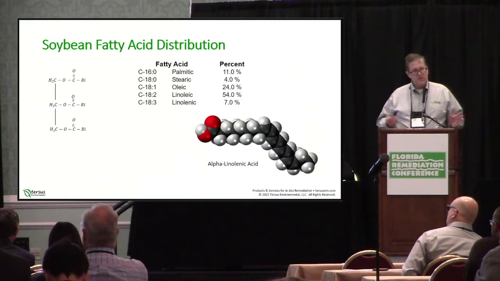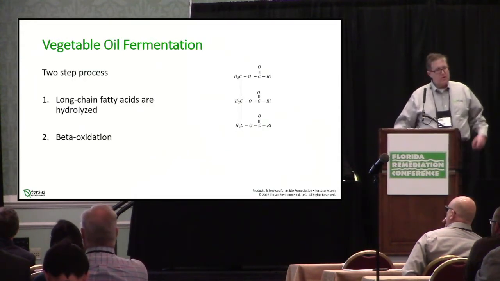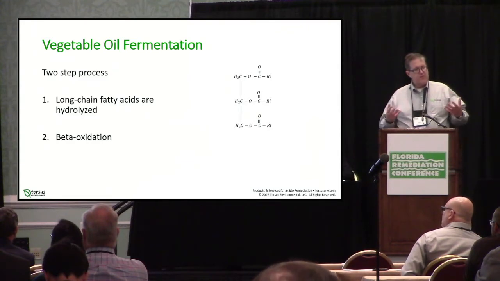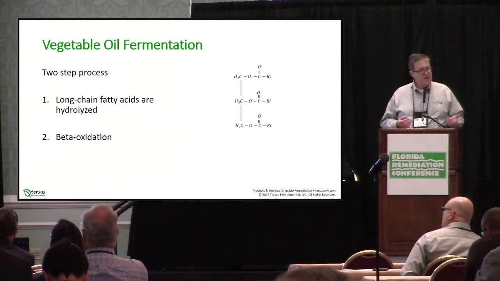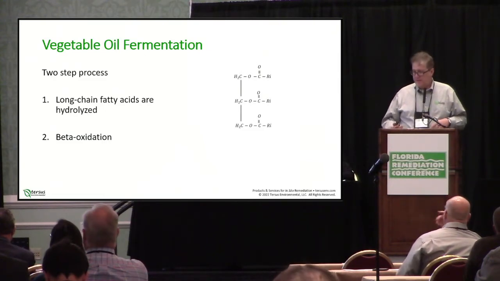And so primarily soybean oil is going to be mostly C18 hydrocarbons, so it's a good source of hydrogen and acetate. And so the soybean oil is going to ferment through a 2-step process. We have these long chain fatty acids that are going to hydrolyze, and it's going to ferment through a process known as beta oxidation. And I'll explain where the beta comes in on the next slide.